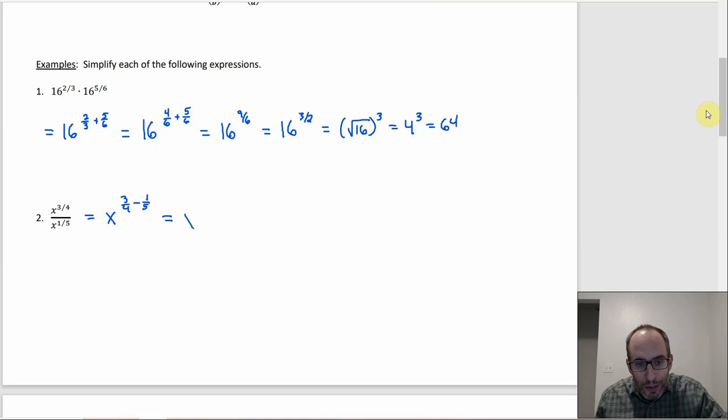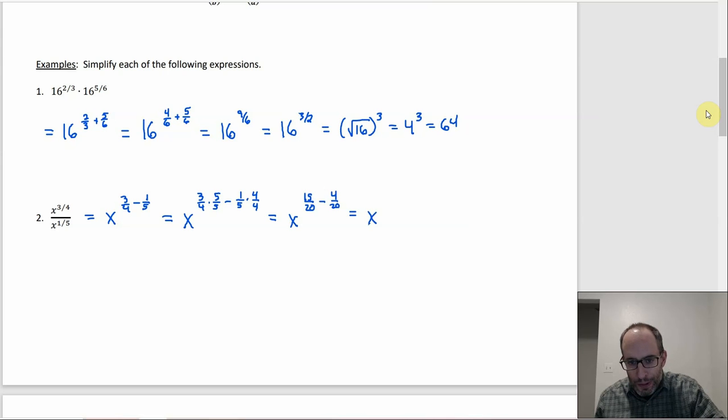So we're going to have 3/4 times 5 over 5 minus 1/5 times 4 over 4. That's going to be x raised to the power of 15/20 minus 4/20. So that's x to the power of 11/20.